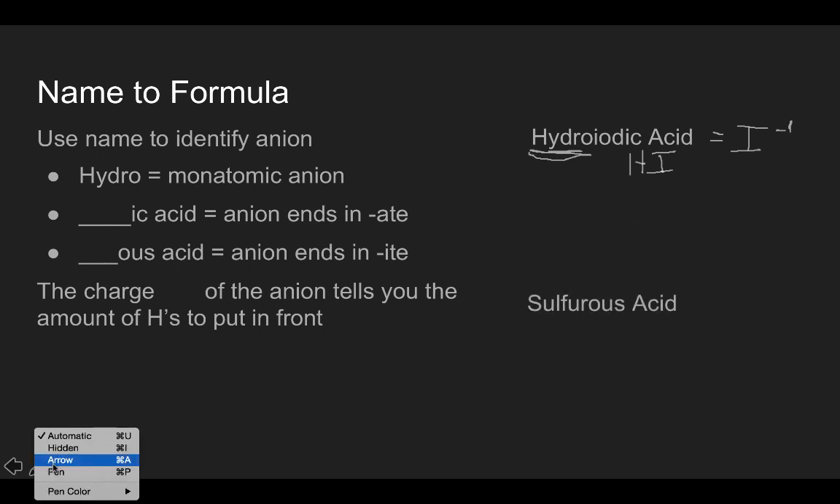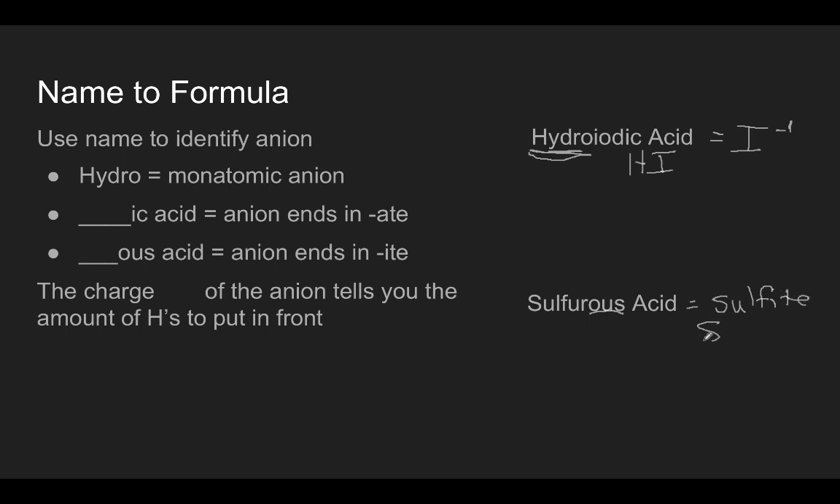Another example is sulfurous acid. Because it ends in ous, that means the anion is sulfite. And sulfite's formula is SO3 with a -2 charge. Because it has a -2 charge, we're going to have two hydrogens. So H2SO3, and you just get rid of the charge on it.